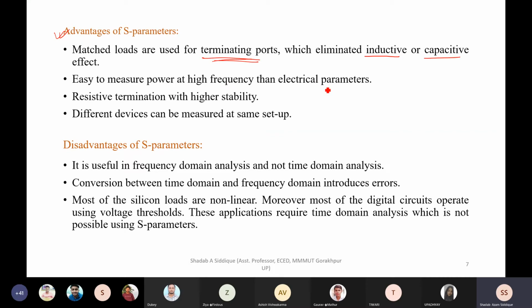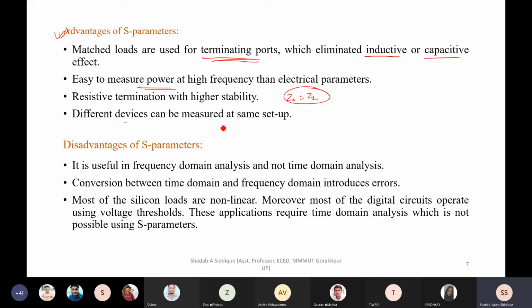Second, it is easy to measure power in S parameters at high frequency, compared to electrical parameters like voltage or current. Third, resistive termination with high stability. We have Z0 equal to ZL, so they are matched. The load is terminated with the characteristic impedance, and that gives higher stability.